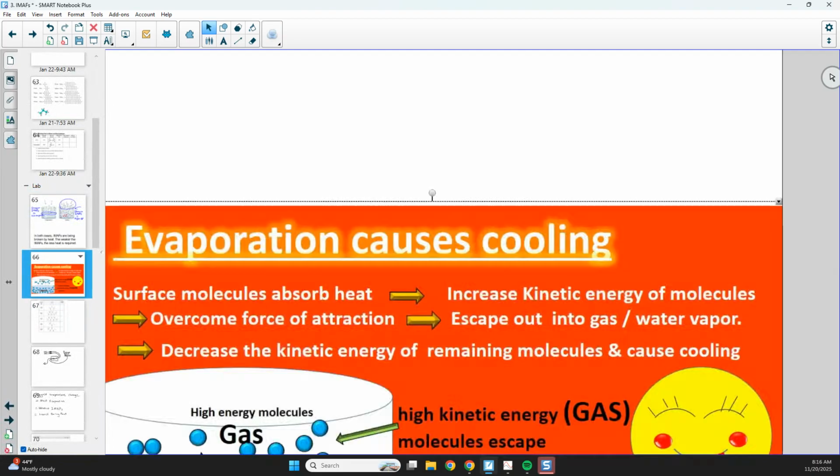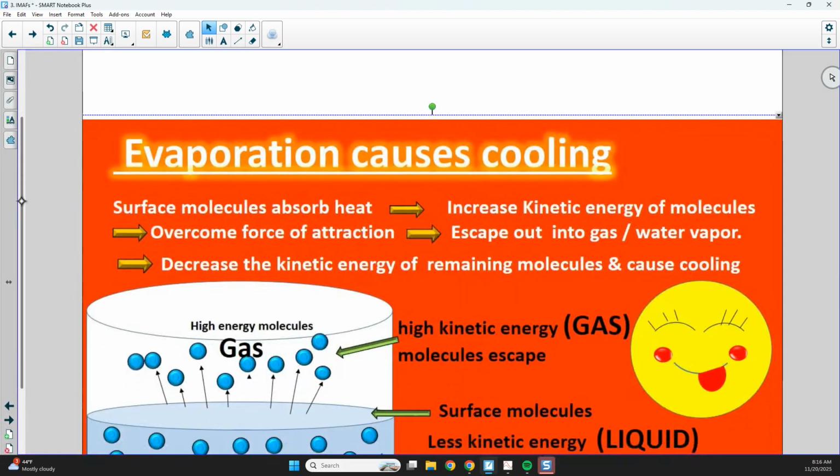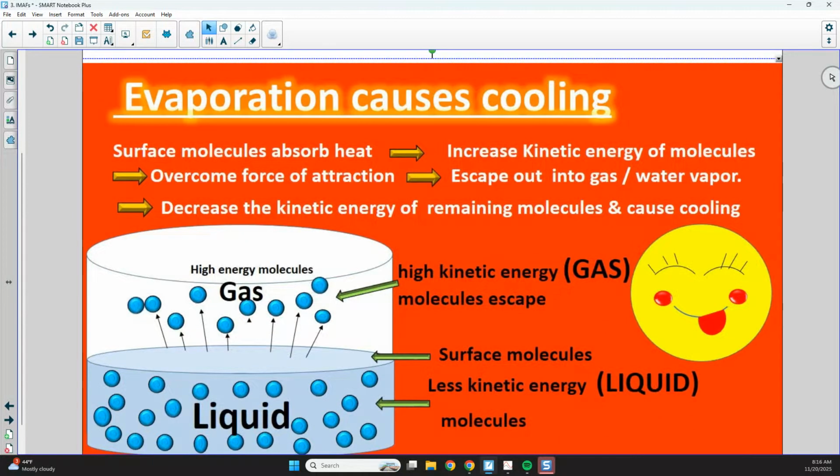So a little more background here on evaporation. Evaporation causes cooling, as our picture says here. That's the basis of sweat. That's why humans and other animals sweat, in order to cool off and absorb the energy of the heat that we create through our various biological processes.